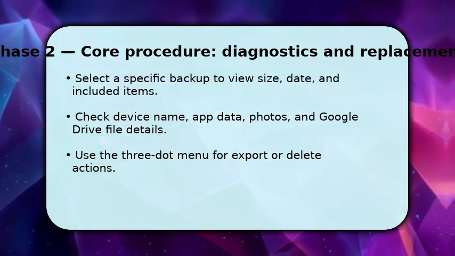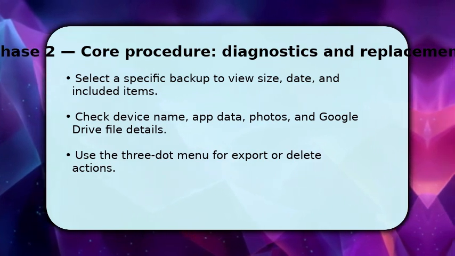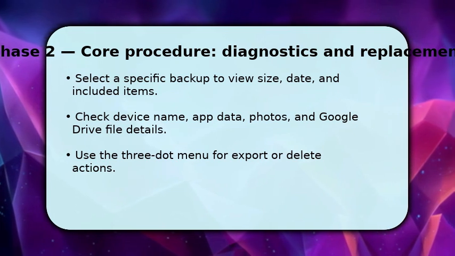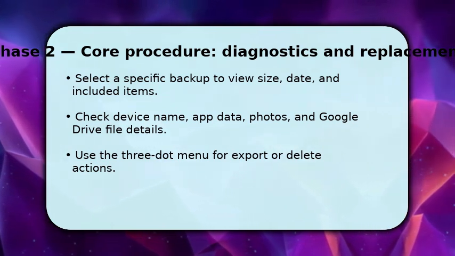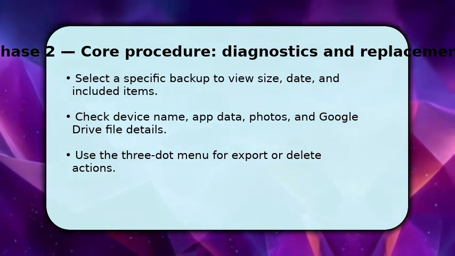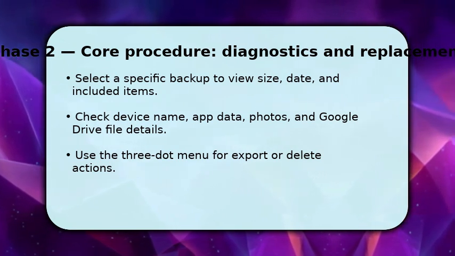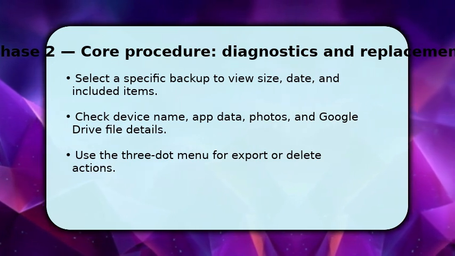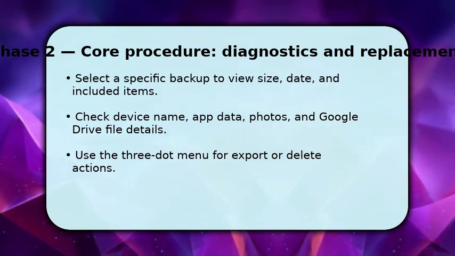that determines recoverability. Next, open the three-dot menu for that backup to reveal actions like viewing details, exporting data, or deleting obsolete copies. Take a moment to compare device names and timestamps so you pick the correct entry. This careful check avoids restoring incomplete or outdated data by mistake.